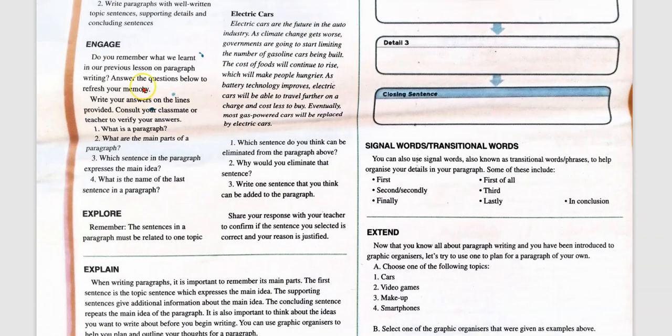Do you remember what we learned in our previous lesson on paragraph writing? Answer the questions below to refresh your memory. Write your answers on the lines provided and consult your classmates or teacher to verify your answer. Let's go. What is a paragraph? Now, a paragraph would be a group of sentences arranged in a logical order that has one main idea.